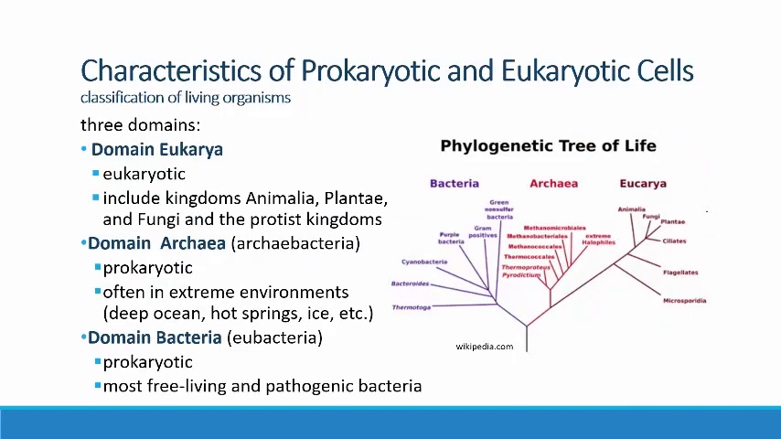As you've heard me say, there are three domains. These are three major evolutionary groupings of organisms. The first is domain Eukarya. Those are the eukaryotic cells, the things that we think of when we think about living organisms most of the time. Within the domain Eukarya, we see a number of different kingdoms: kingdom Animalia, kingdom Plantae, kingdom Fungi, and then the organisms that are the protist kingdoms.